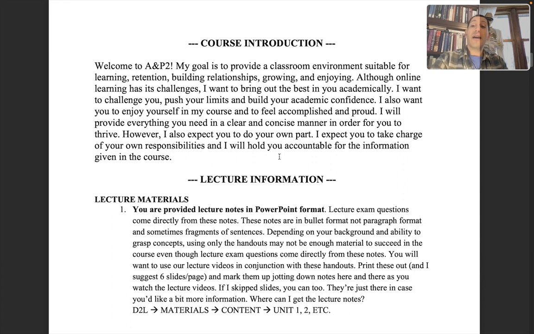I will provide everything you need in a clear and concise manner in order for you to thrive in the class. However, I also expect you to do your own part, do your own work. If you put in your work and you're diligent about it, you will be successful and you will get the grade that you want. So I expect you to take charge of your own responsibilities, to take charge of the course and do your work.